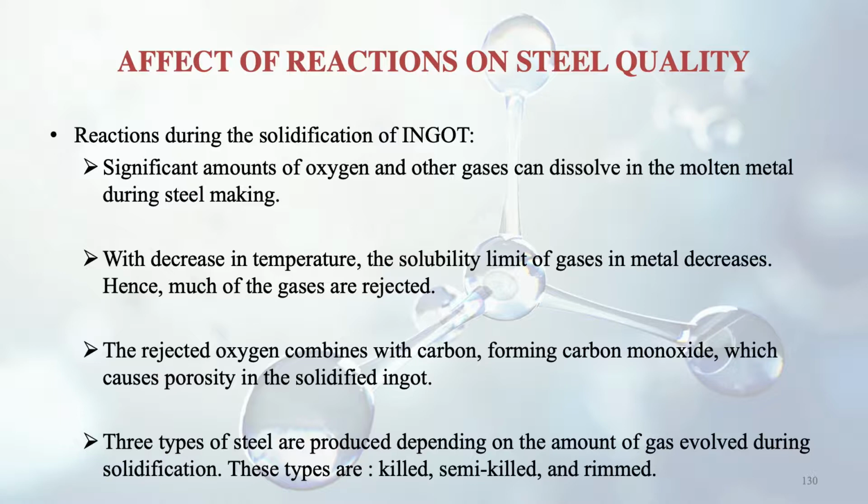Three types of steel are produced depending upon the amount of gas evolved during solidification, and these are killed, semi-killed and rimmed. Further we will see why these names are there.